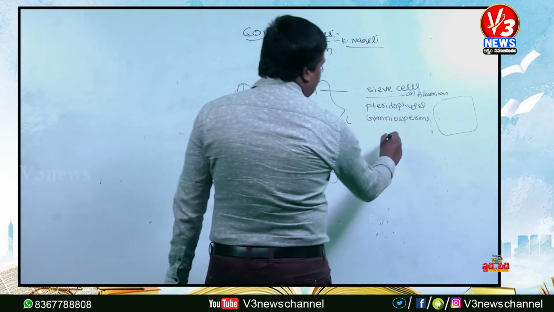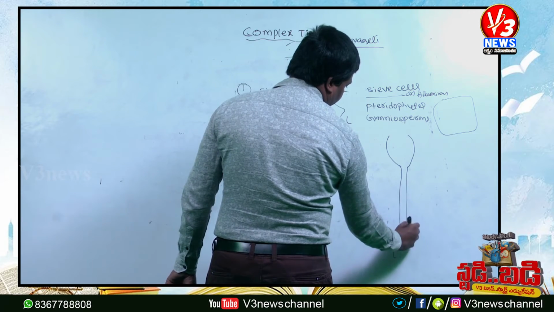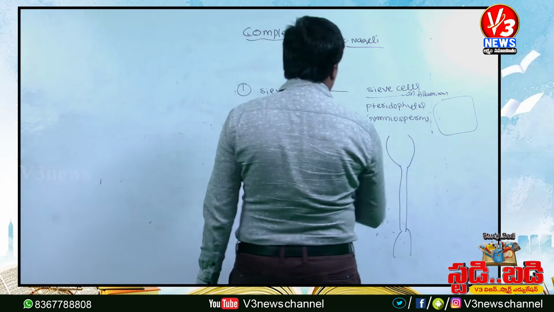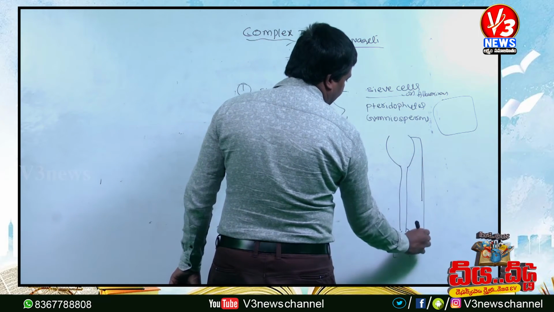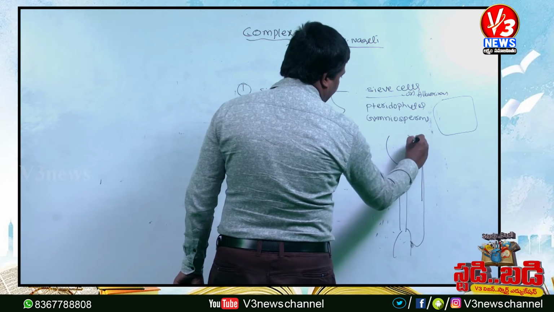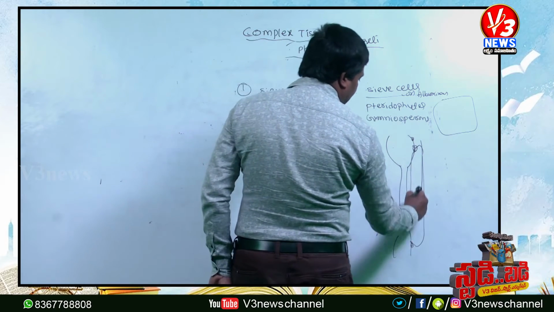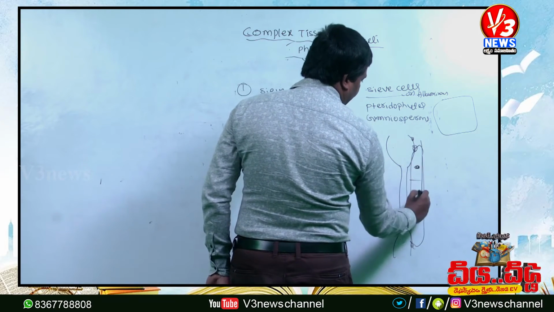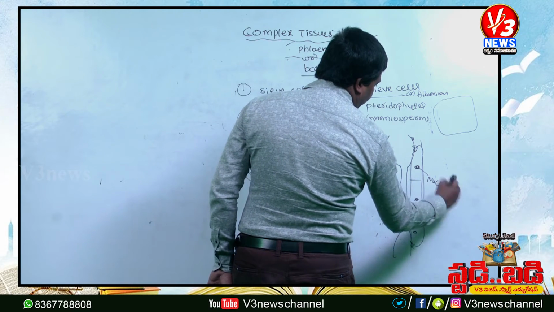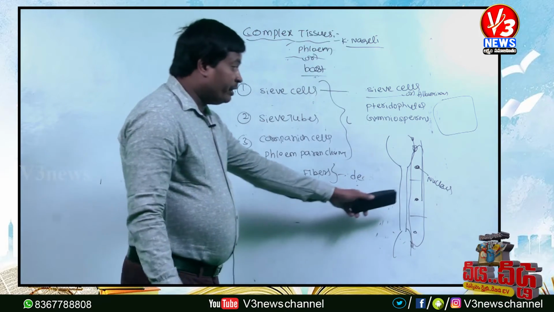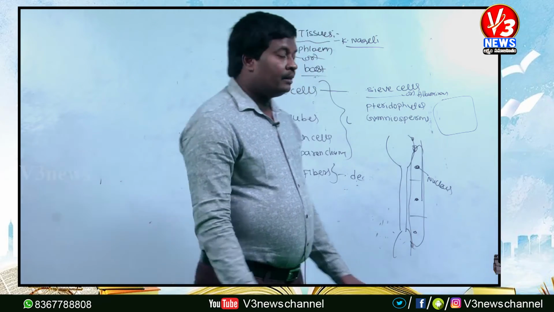For example, this is one sieve tube. A sieve tube is always associated with the companion cells. These companion cells possess a nucleus. This is called a nucleus. Very, very important: the nucleus is absent in the sieve tube.